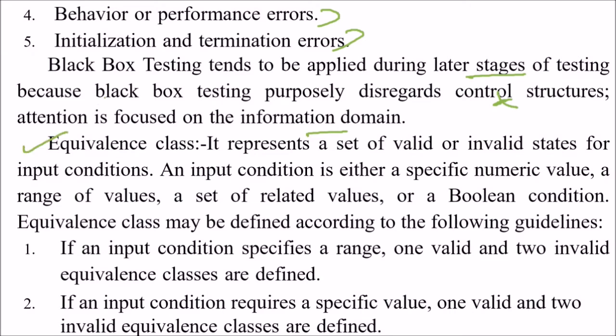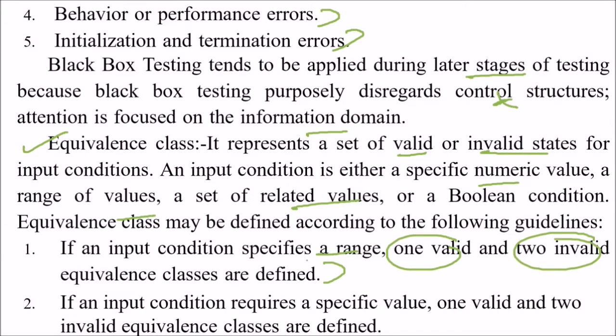So we'll see the equivalence class, what it means. It represents a set of valid or invalid states for an input condition. So an input condition is either a specific numeric value, a range of values, a set of related values, or even a Boolean condition. Equivalence classes may be defined according to these guidelines. If an input condition specifies a range, one valid and two invalid equivalence classes are defined.